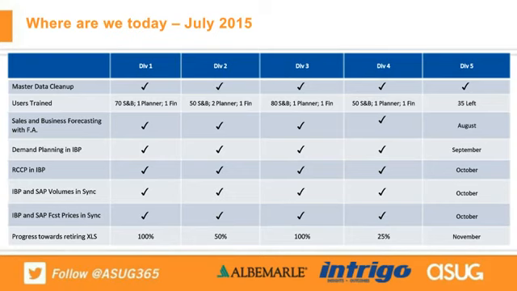So, where are we today? We have 250 users on the system, as I said before, primarily sales and business users. We have planners, and we also have the VP, the management of the businesses.